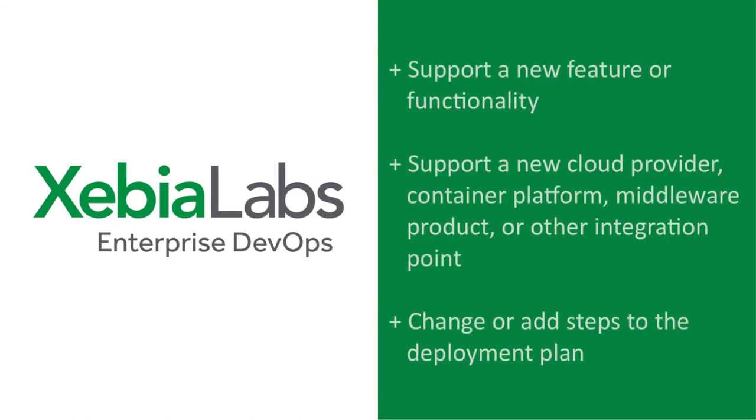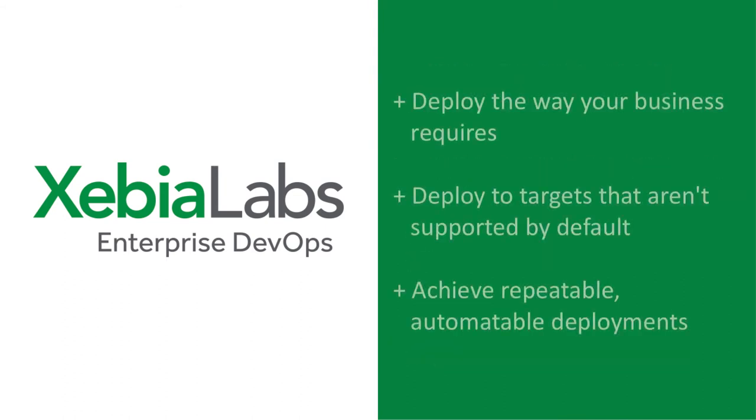For example, you might want to use a feature of your container orchestration platform that isn't supported out of the box, or deploy to a target technology that there isn't a plugin for. Or you might just want to change the way the plan is generated by adjusting steps or adding your own. To do this, you provide custom rules that the platform will follow while it builds the plan during the planning phase. There's no need for you to manually add a step every time you want to deploy.